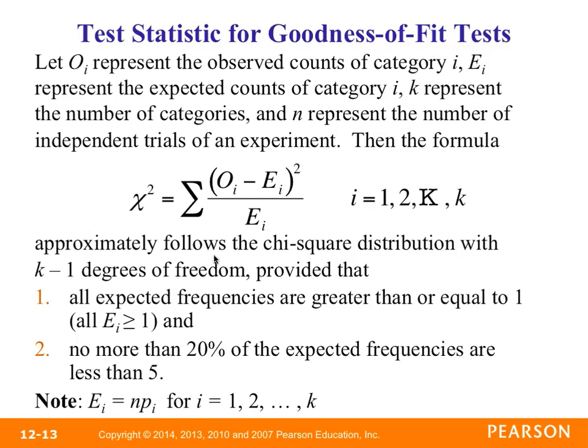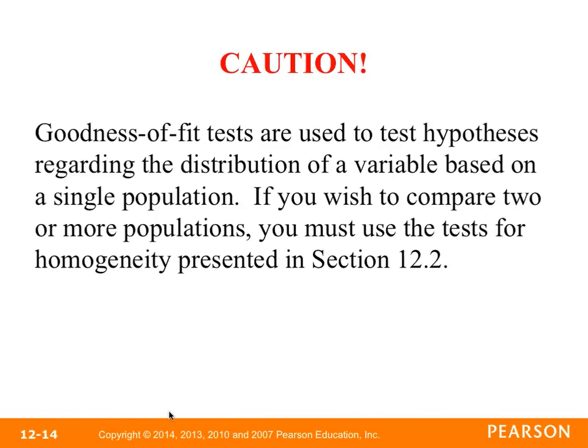All expected frequencies have to be greater than or equal to 1, and no more than 20% of the expected frequencies are less than 5. It's important to note that you remember this formula here, that our expected counts are going to be n, which is our sample size, times our probabilities.